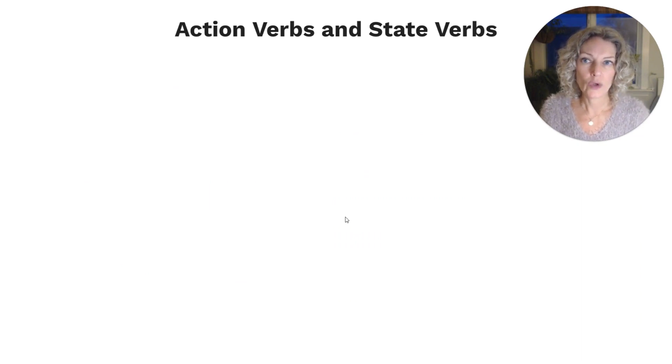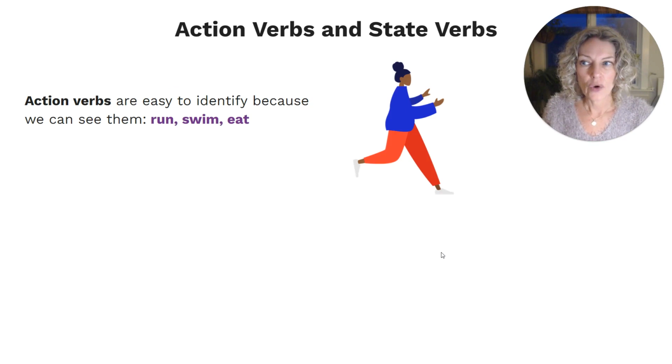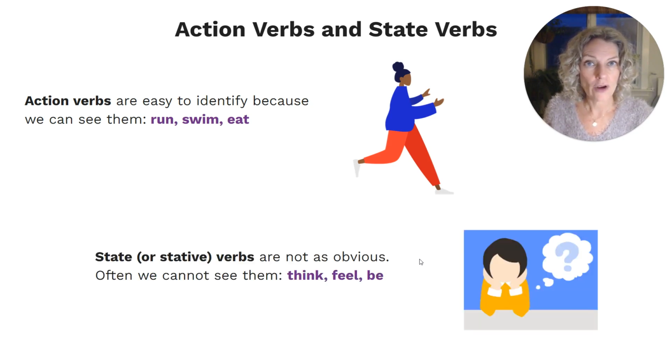Now I just want to quickly review action verbs and state verbs, because that's an important consideration when you're choosing the correct tense. So remember, action verbs are the ones that you can see, like run, swim, eat, but state verbs are the ones that you often cannot see, like think, feel, be.